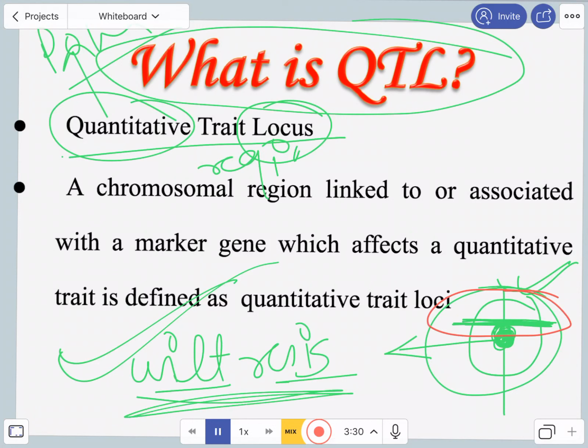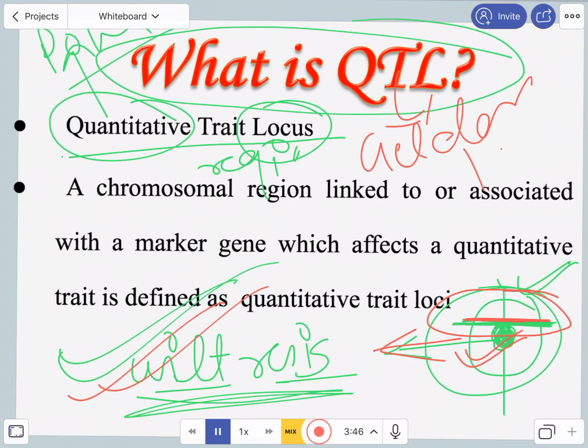So let's sum up what QTL is. A QTL is a chromosome region linked to or associated with a marker which affects a quantitative trait, known as quantitative trait loci. The term QTL was given by Geldermann in 1975. This is a very important question asked in many interviews and exams.